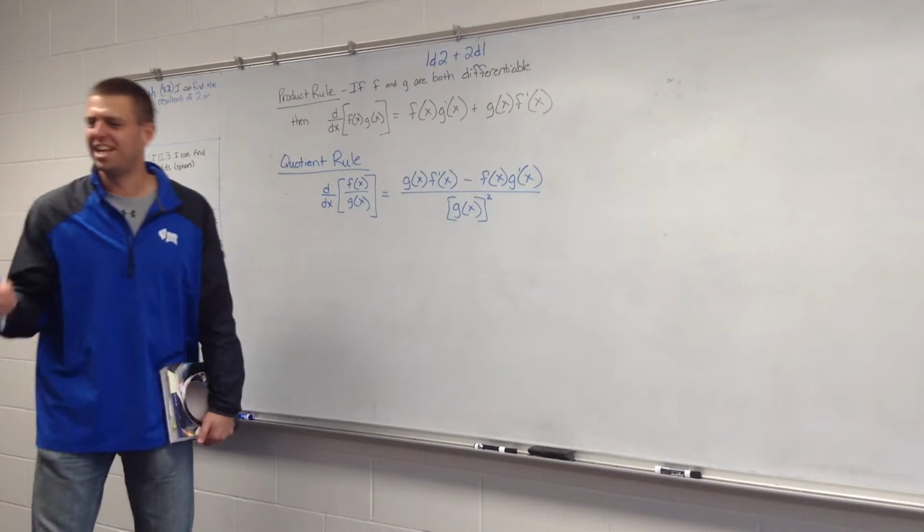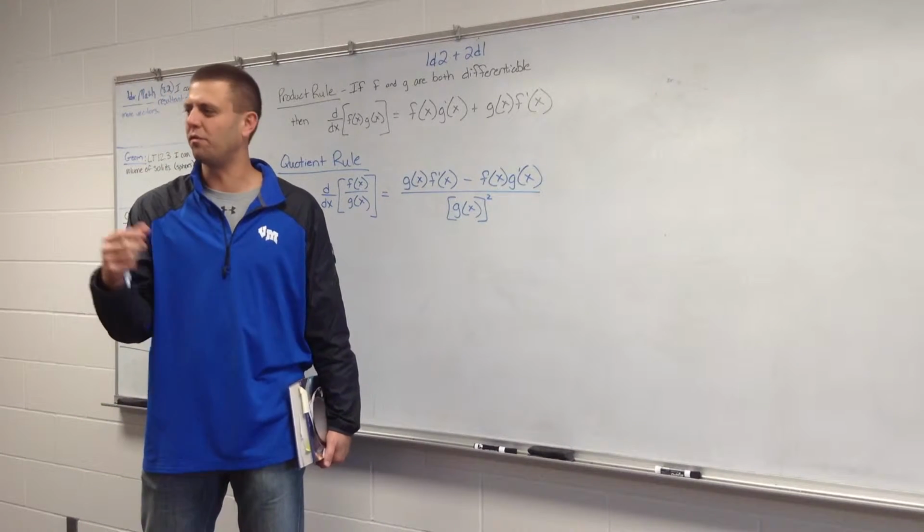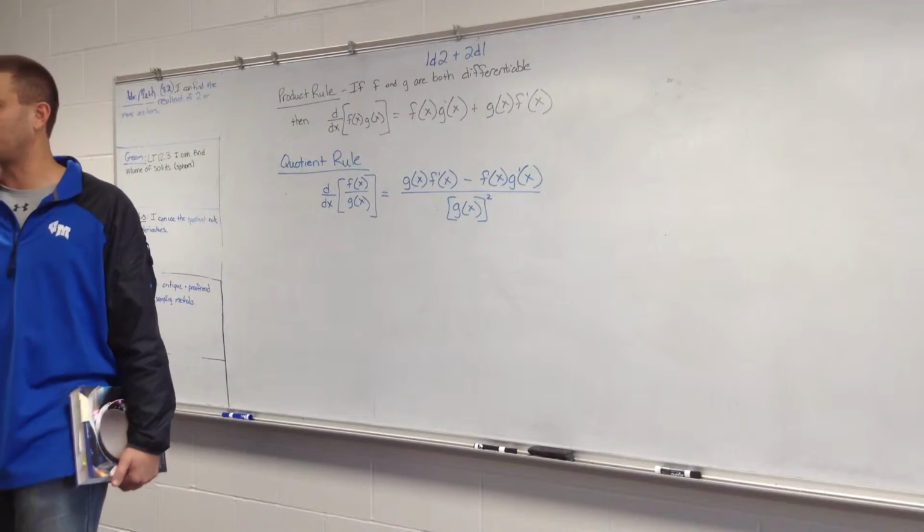Mine was low d high minus high d low over the square of what's below. Low d high minus high d low over the square of what's below.